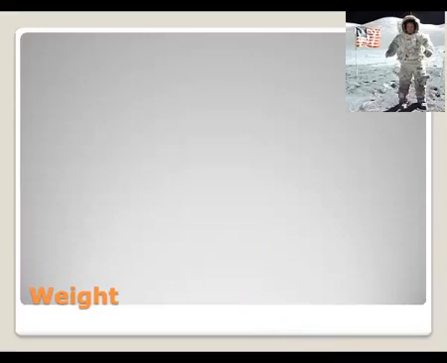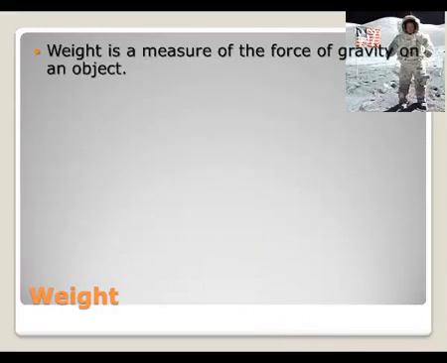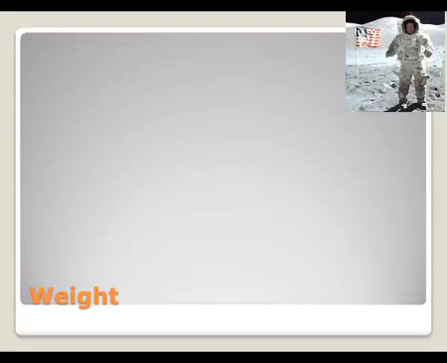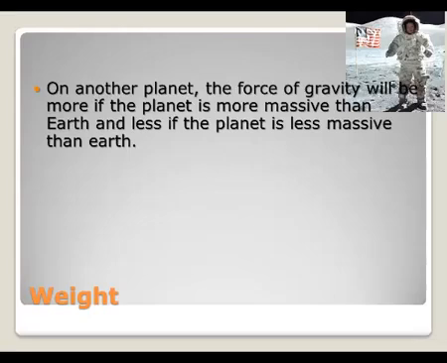Weight. Weight is a measure of the force of gravity on any object. On any other planet, the force of gravity will be more if the planet is more massive than Earth, and it will be less if the planet is less massive than Earth.